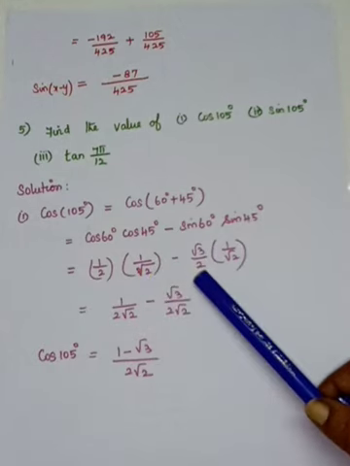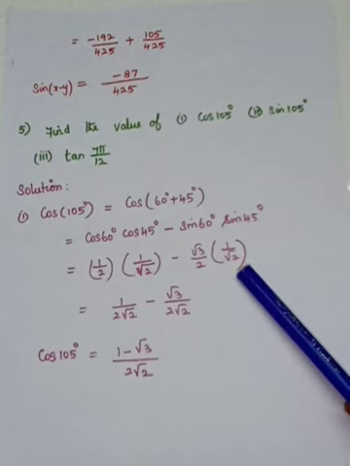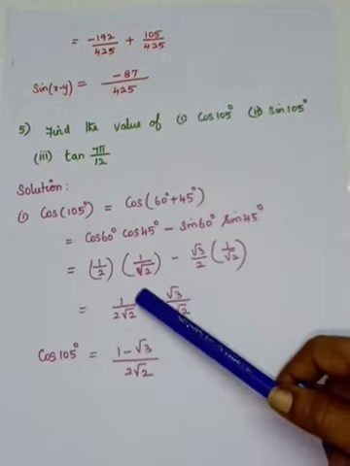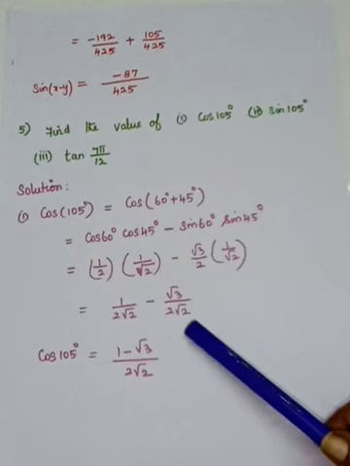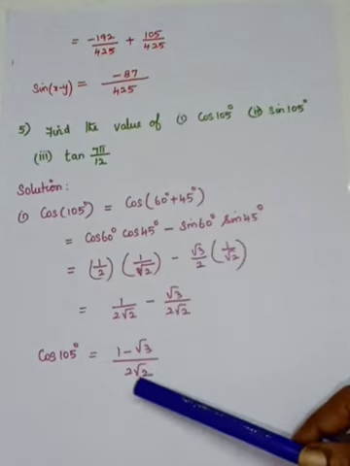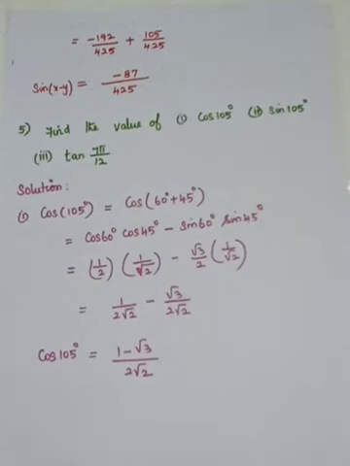And sine 60 degree. So you know that it is root 3 by 2. Sine 45 degree is 1 by root 2. So if you take LCM, LCM is 2 root 2. So we have to add the numerator, that is 1 minus root 3, divided by 2 root 2.